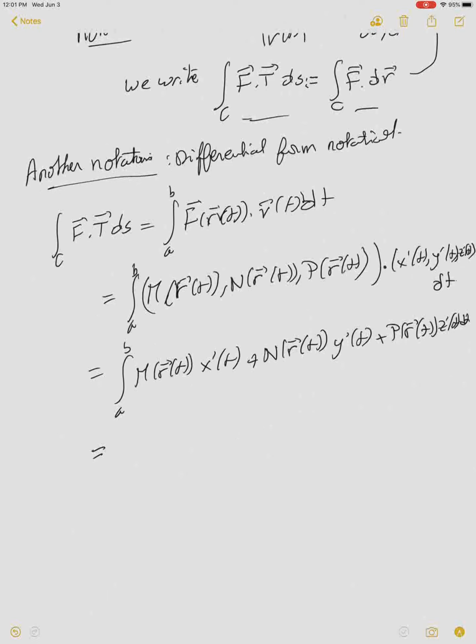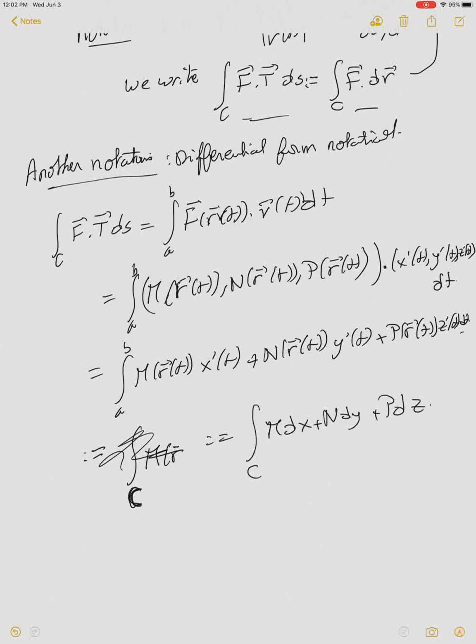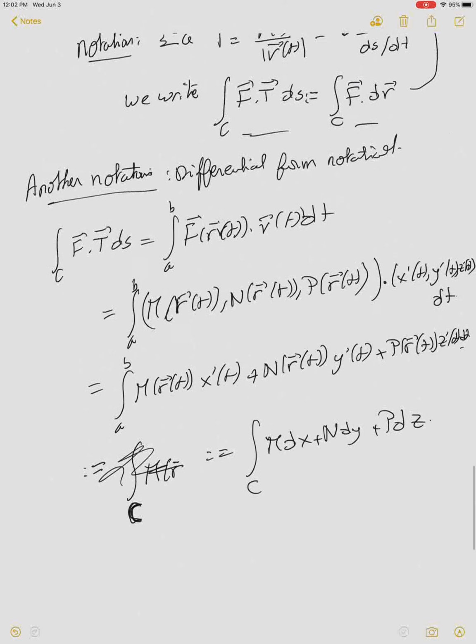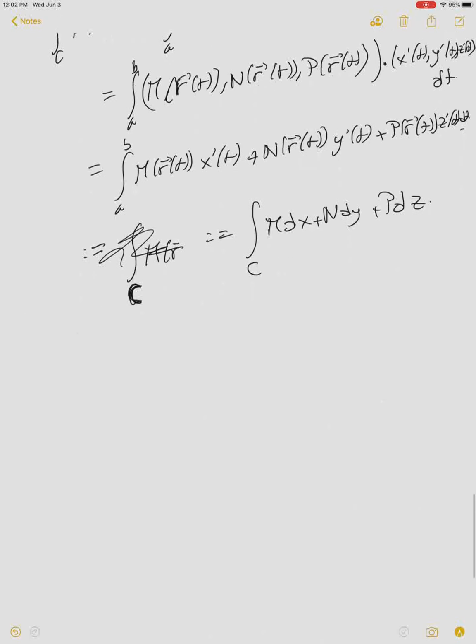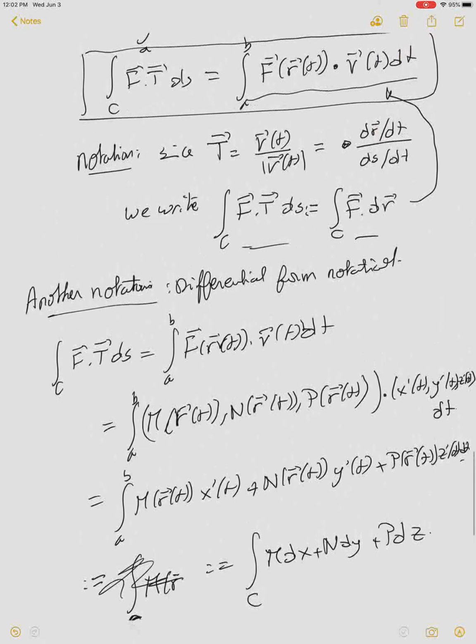And this is equal, by notation, to the integral over C. Now I go back to the line integral. Now x prime of t is dx/dt, and here I have a dt, so this is called the differential form notation. This is equal to the integral over C of M dx plus N dy plus P dz. We're going to use the three notations, and sometimes one notation will be easier than the other, so it's very important to know the three of them. Okay, but when you want to calculate, this is my formula.